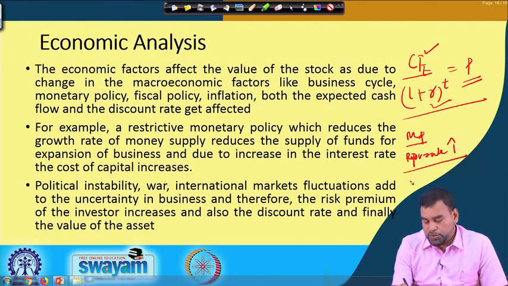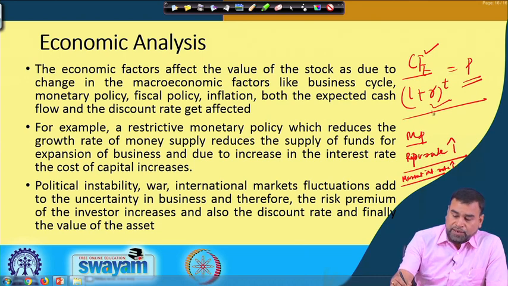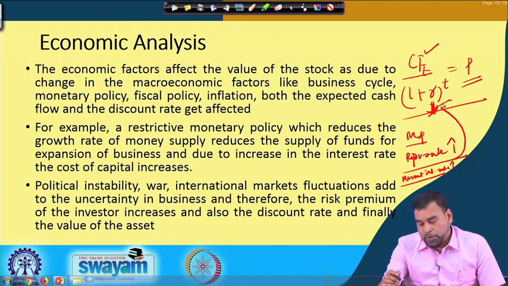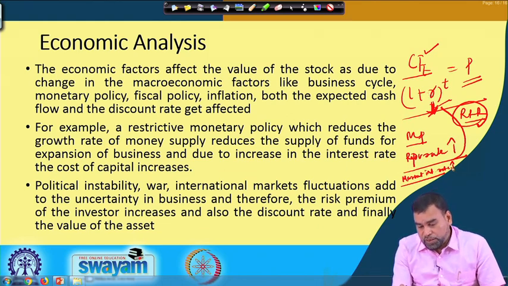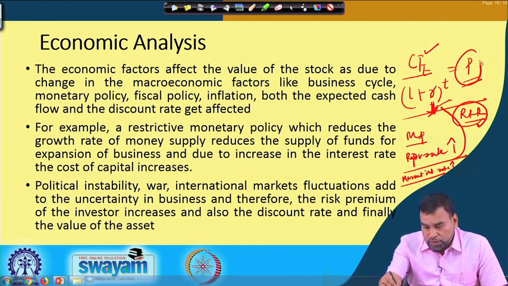If the repo rate has increased, then it will have an impact upon the market interest rate. The market interest rate will increase. The market interest rate is nothing but the discount rate, right. So then what will happen for the bond market and the stock market? This discount rate is nothing but the required rate of return from the stock. So once the market interest rate changes, the required rate of return from the stock also changes. If the market interest rate increases, then this R will increase. If R increases, then obviously the value is going down.